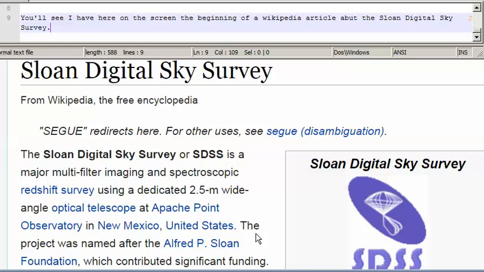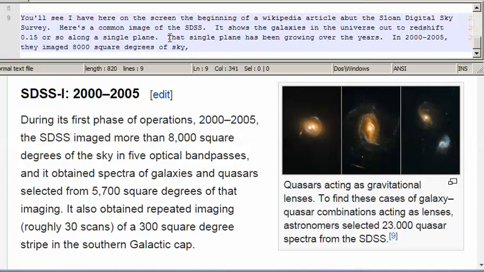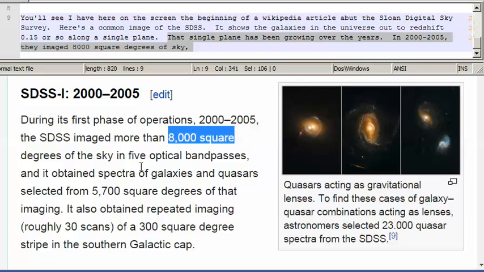You'll see I have here on the screen the beginning of a Wikipedia article about the Sloan Digital Sky Survey. Here is a common image of the SDSS, Sloan Digital Sky Survey. It shows the galaxies in the universe out to a redshift of 0.15 on a single plane. That single plane has been growing over the years. In 2000 through 2005, they imaged 8,000 square degrees of sky in 5 optical band passes.